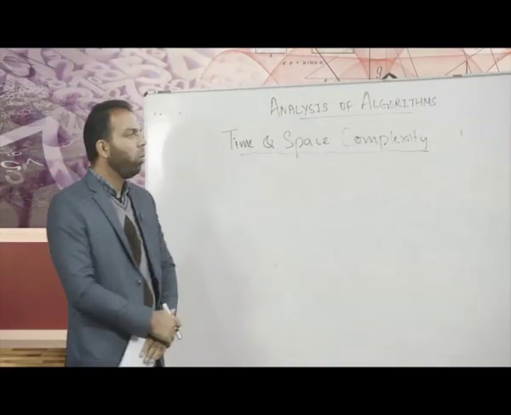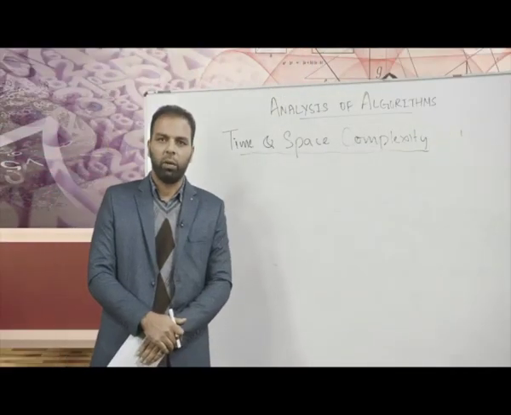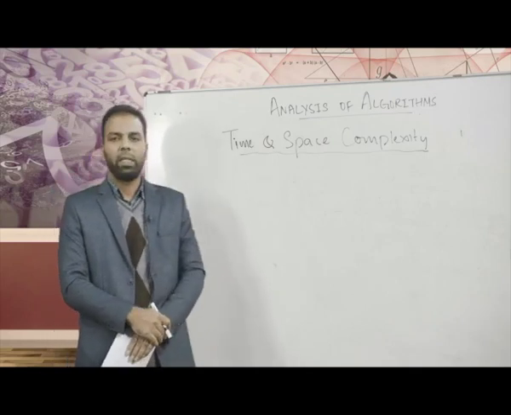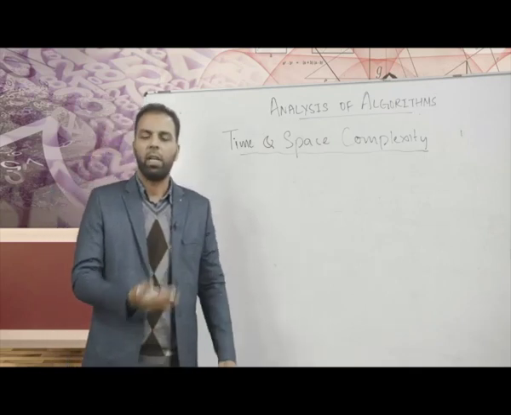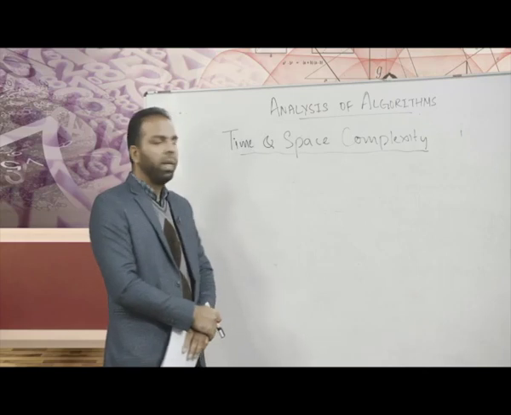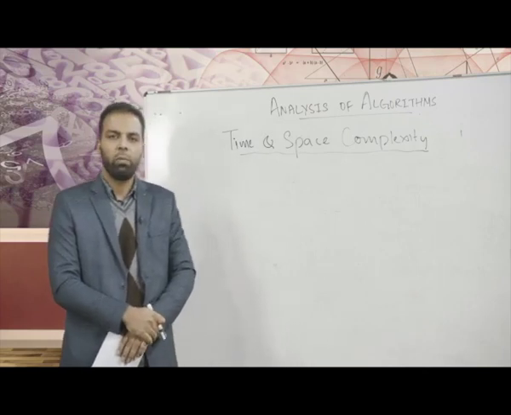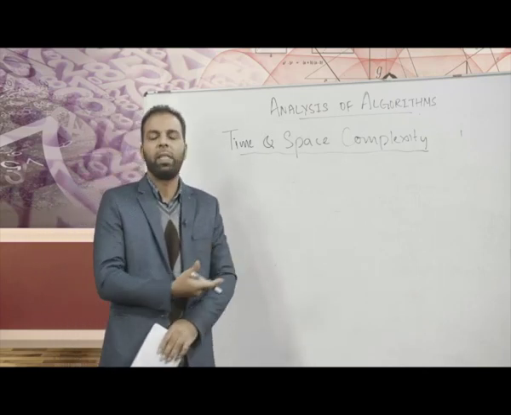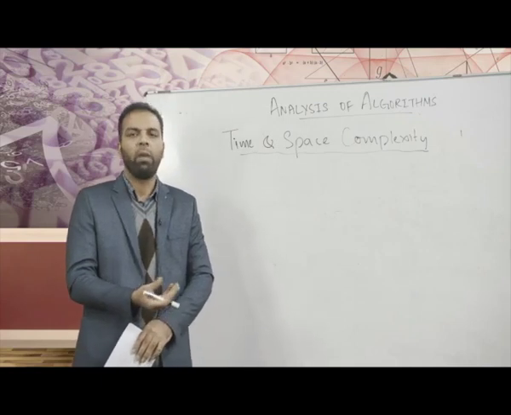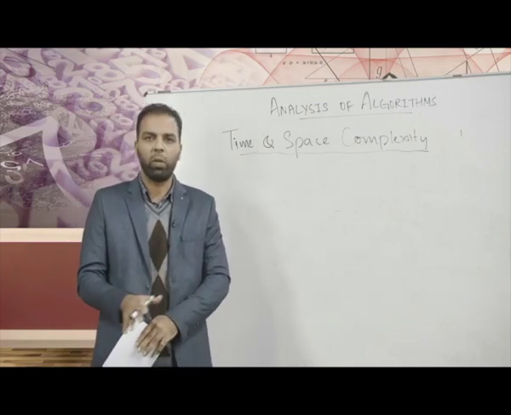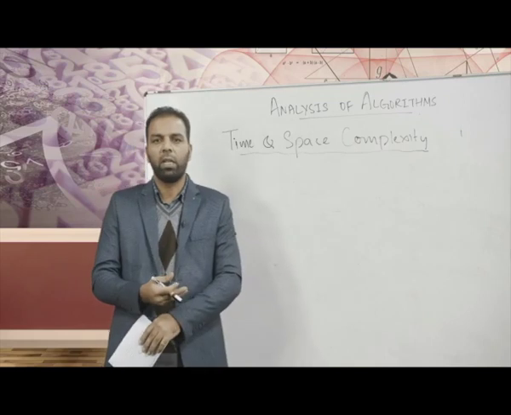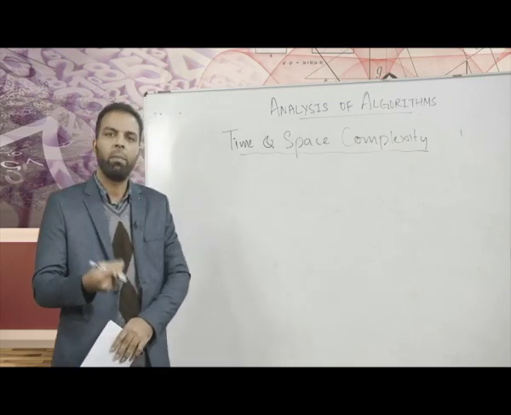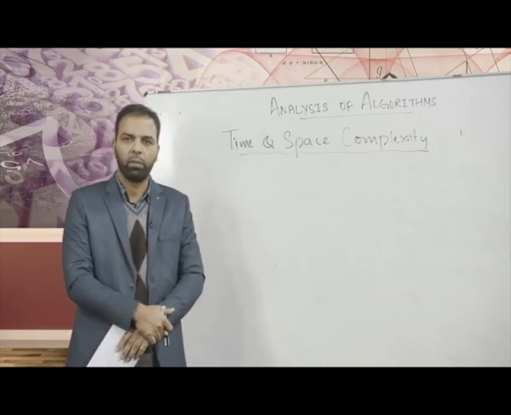Now we have to look at time and space complexity. Time and space complexity are the tools that help us in the analysis of your algorithm. What do we mean by time and space complexity? In the most basic terms, time complexity is the amount of time taken by your algorithm, and that time is your CPU time, and space means your memory, the amount of memory that is taken by your algorithm. Fine.